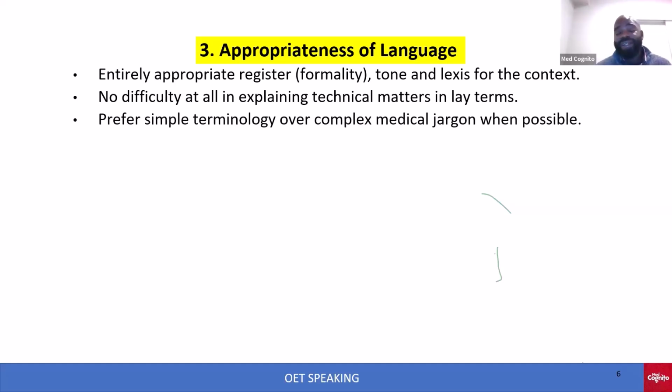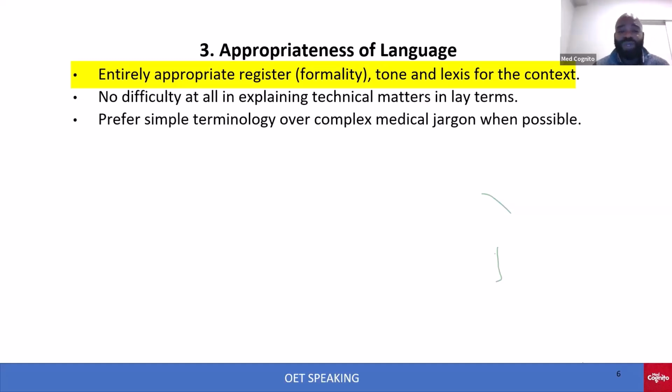All this is saying is that the language that you use, the formality of the language that you use, should match the context that you find yourself in. You are in a consulting room. It's a formal interaction. The tone, the nature of what you are saying, should match the context that you have been given for the OET speaking test.